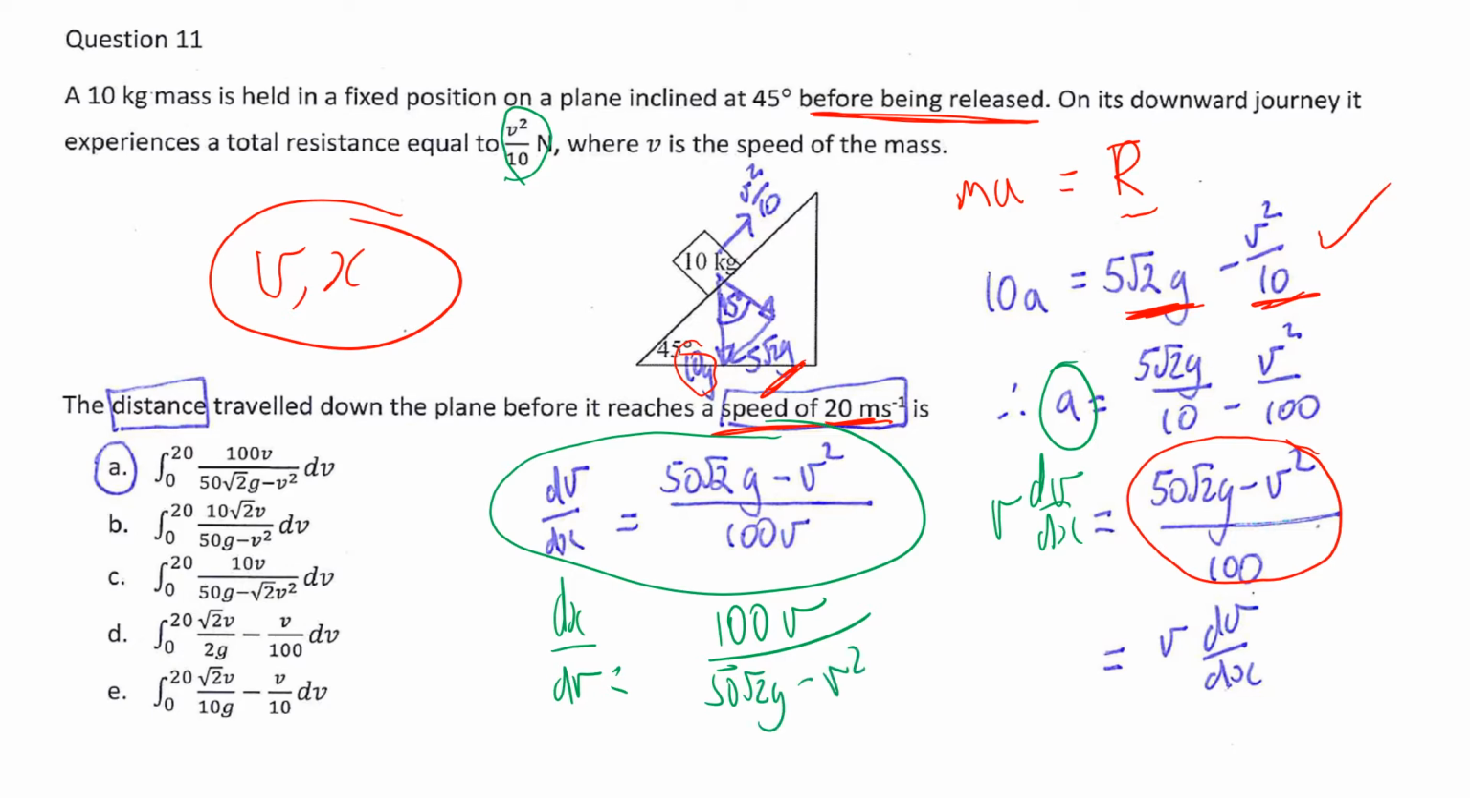And of course, it starts at x equals 0 when v equals 0. We need to find x when v is equal to 20. And so it's just finding those terminals. You can see in all options, the terminals are 0 to 20. It was really about getting to this point, and reciprocating was the key.